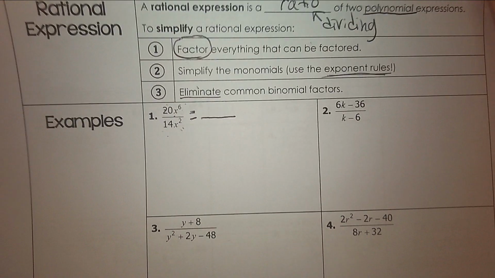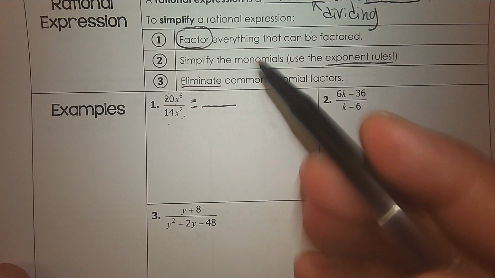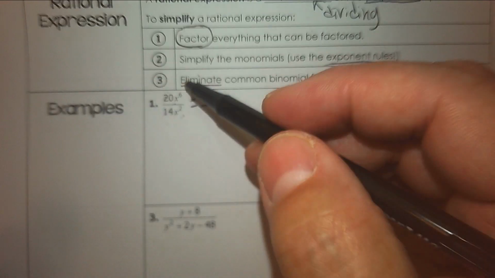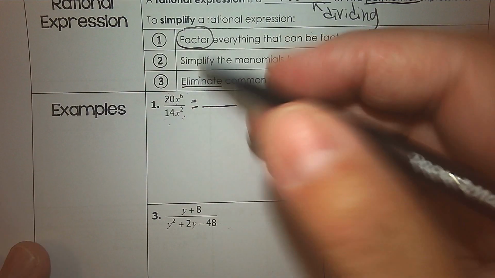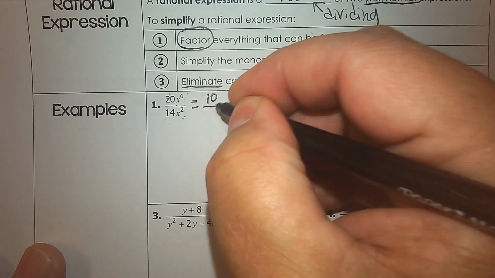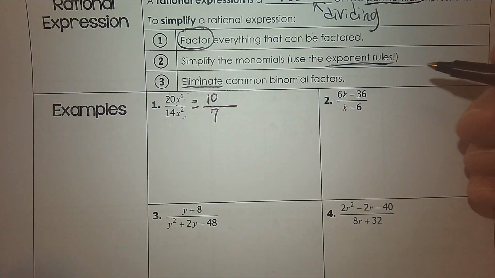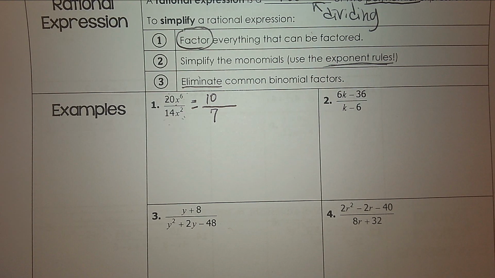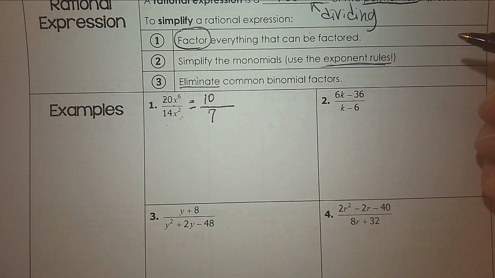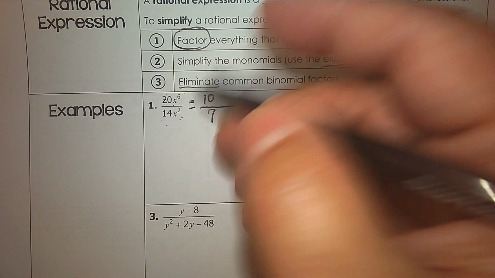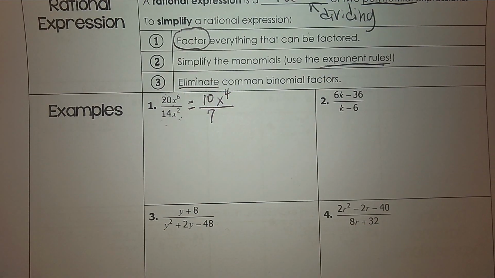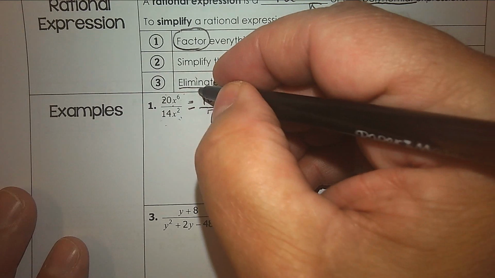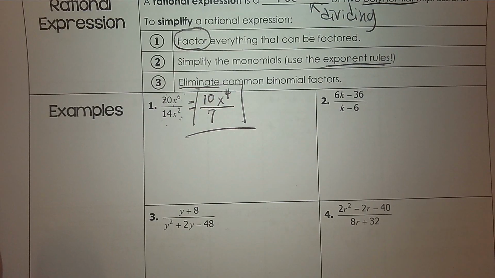Here we come. So number one, I want to simplify this, and I notice the biggest number that goes into 20 and 14 is simply 2. Yes? So 20 divided by 2, 14 divided by 2. Next, I look at the variables. And the simple exponent rule is, if you're dividing and the bases are the same, you subtract. So 6 take away 2. And because we have more x's in the numerator, the x to the fourth goes in the numerator. Done.